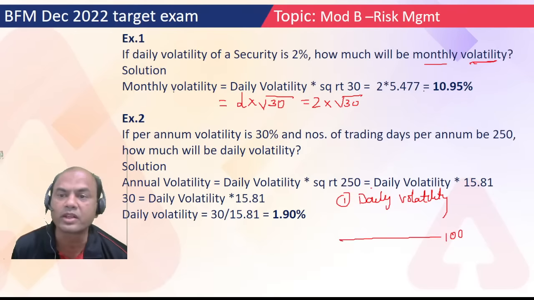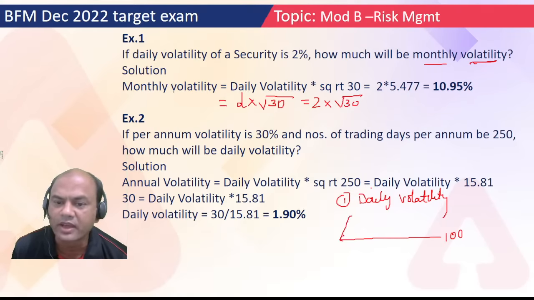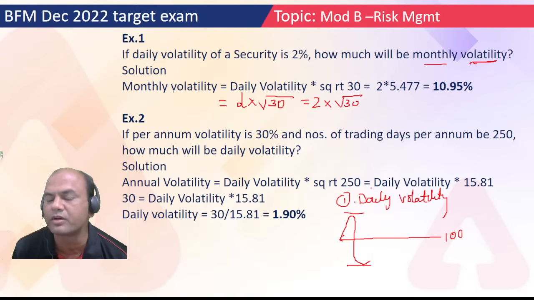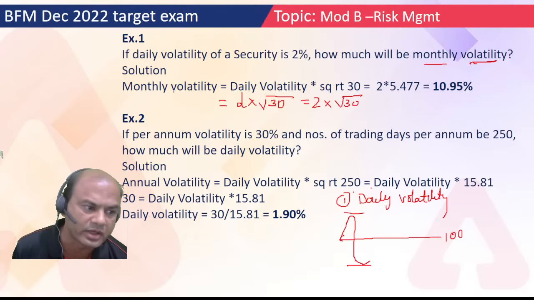But what is this volatility? It means that if the stock price of any commodity is 100, then in a month it will fluctuate by 10.95%, means it will go up by 10.95% and it may come down by 10.95%. So either here or here. That is the meaning of the word volatility. Got it everyone? Got it clear?